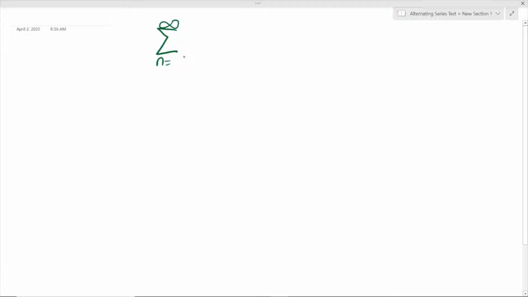So it looks something like this, all the way to infinity, and n is equal to some sort of number. It could be 1, it could be, say, 0, it could be, say, 2, right? And then we have -1 to some sort of exponent of n. It doesn't have to be n, it could be n plus 1, it could be n minus 1, something like that. So this -1 with the exponent helps make the series alternate. And then we have some sort of expression here, bn.